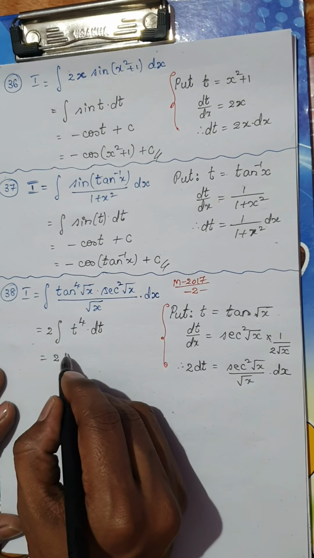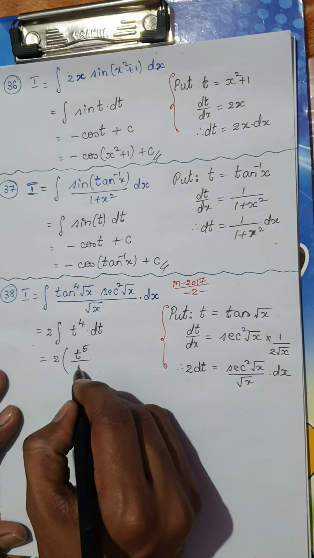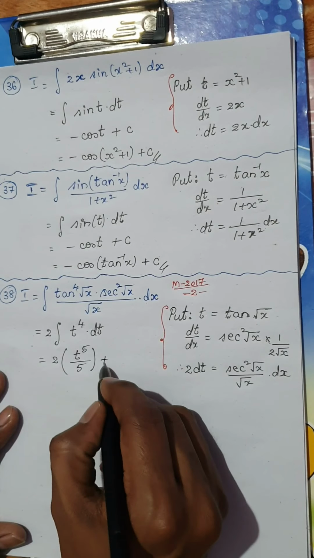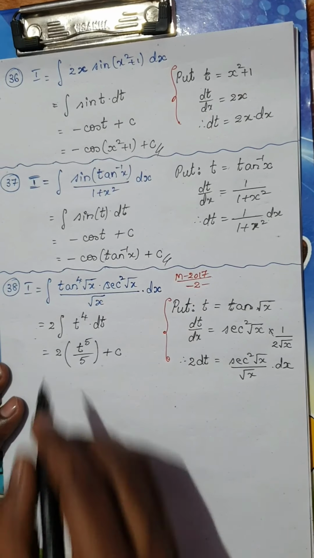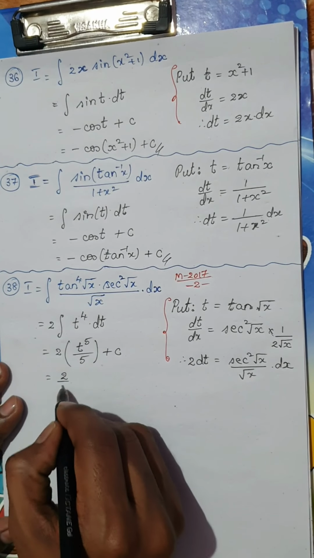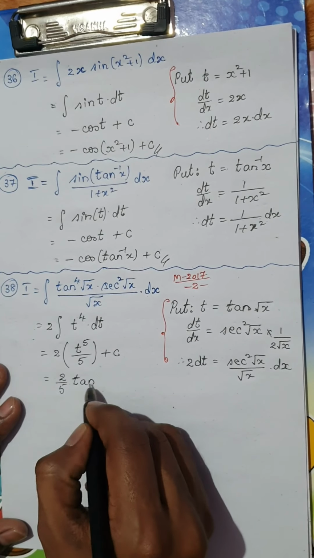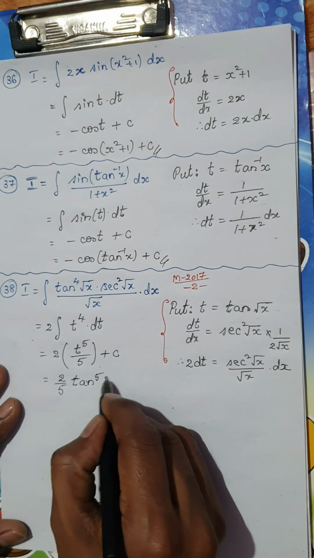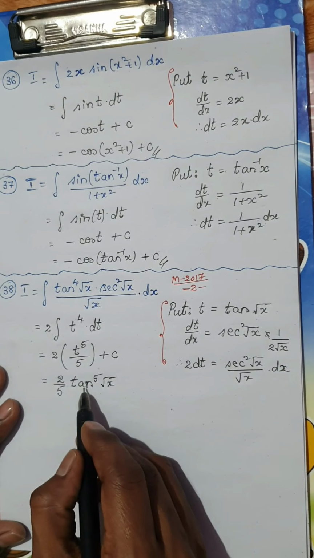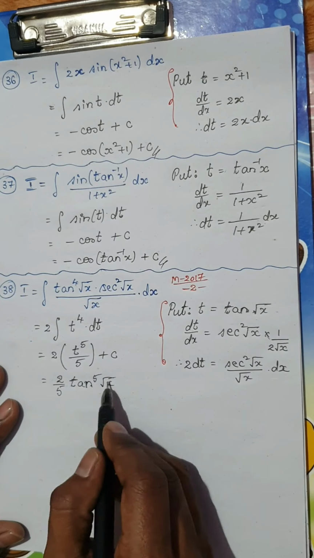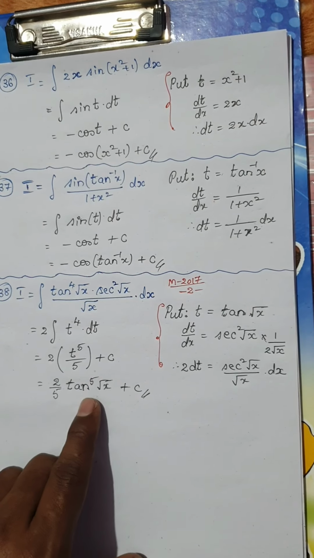So, this is nothing but 2 into, what is the integral of t power 4? The integral of t power 4 is t power 4 plus 1, that is t power 5 divided by 5, plus a constant c. So, the final answer would be 2 divided by 5 into tan, t is actually tan of root x. So, I can write it as tan of root x power 5, or as it is. It is just like writing tan x whole square can be written as tan square, isn't it? So, tan power 5 of root x plus c, a constant of integration, and this is the final result.